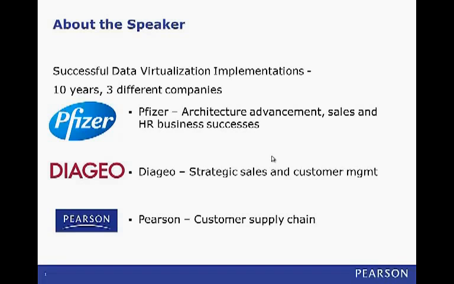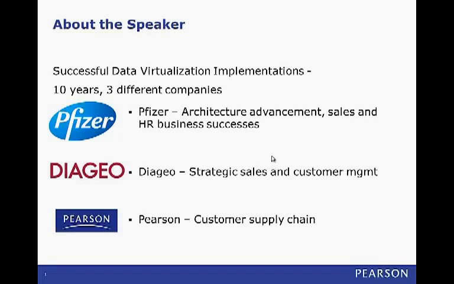So just briefly, some could say I'm a crafty veteran of the data virtualization space. I was originally introduced to GIM and Composite in early 2001 when Pfizer was going through a massive transformation, and that transformation had to do with creating a customer supply chain. And that supply chain was all about how you start integrating sales, marketing, and customer service together to create what I would call a 360 view of the customer.